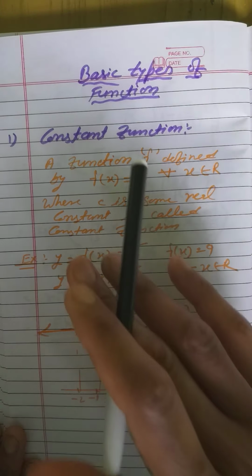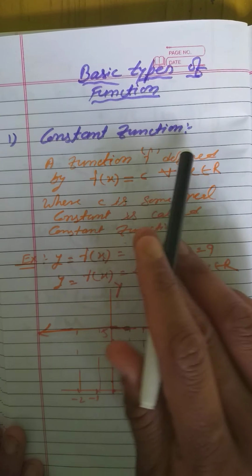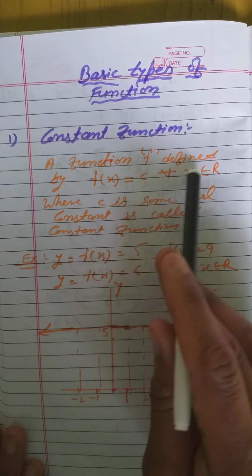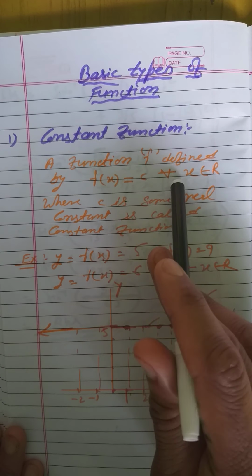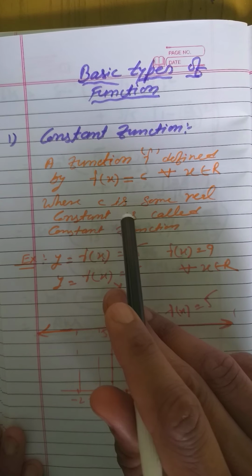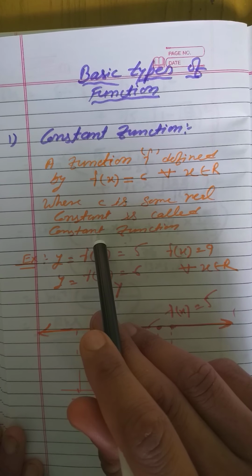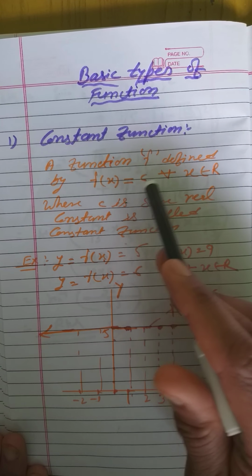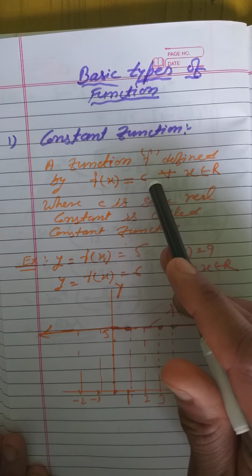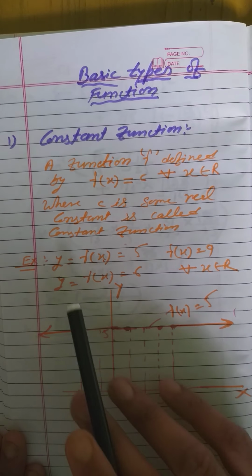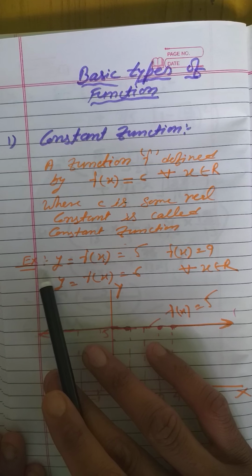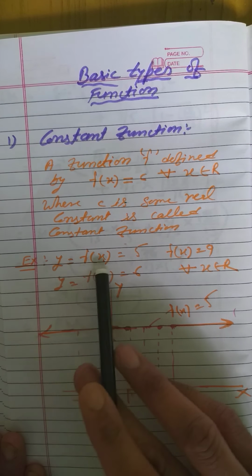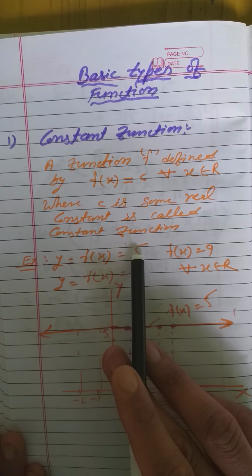Today I will discuss in detail basic types of function. Constant function. A function f defined by f(x) = c for every x belonging to R, where c is some real constant, is called a constant function. It means for every value of x you will get a fixed value of y. You can see this example: y = f(x) = 5 means for every value of x you are getting the value of y always 5.